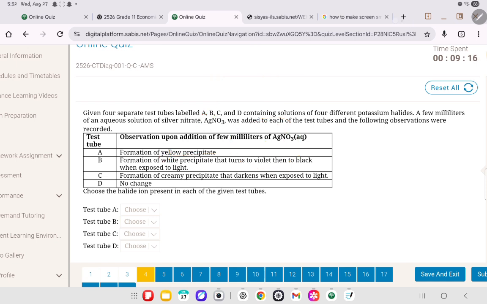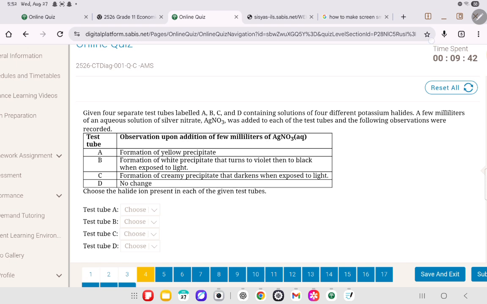We'll move on to test tube B. Okay, in test tube B, formation of white precipitate that turns to violet then black. When you see white precipitate that then turns to violet or black, or only white precipitate, whichever of these, you will directly think of which ion. You will think of the Cl- or the chloride ion. Right? So for test tube B, we have the chloride ion.